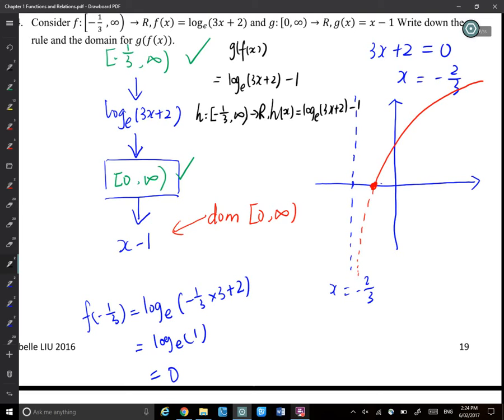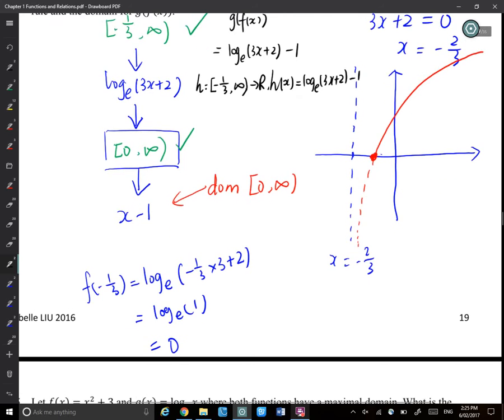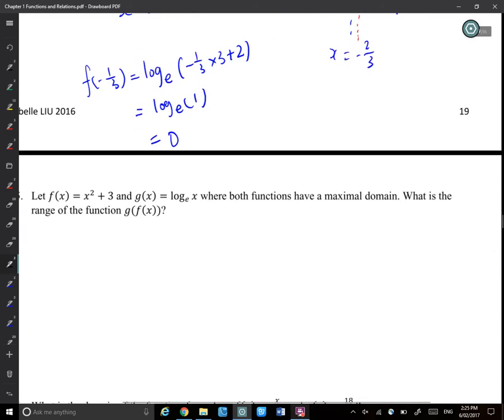Okay, for all of those 4 questions, there's no problem with the range to substitute into the next function. So that's the lucky case. The range for the top function is all a subset of the domain of the next function, so I don't need to go back to change the domain. Okay, save some time. But let's look at the next question.